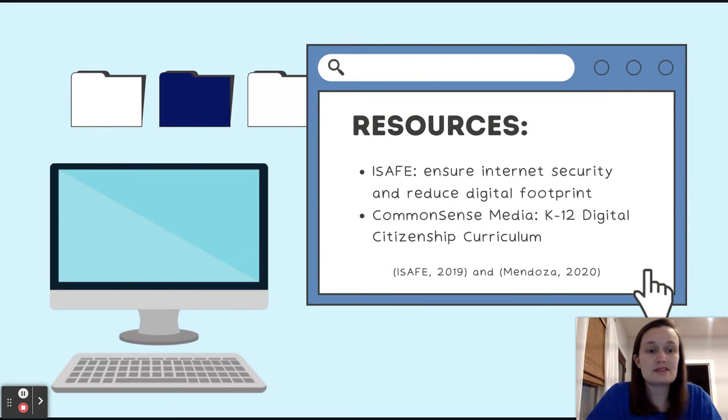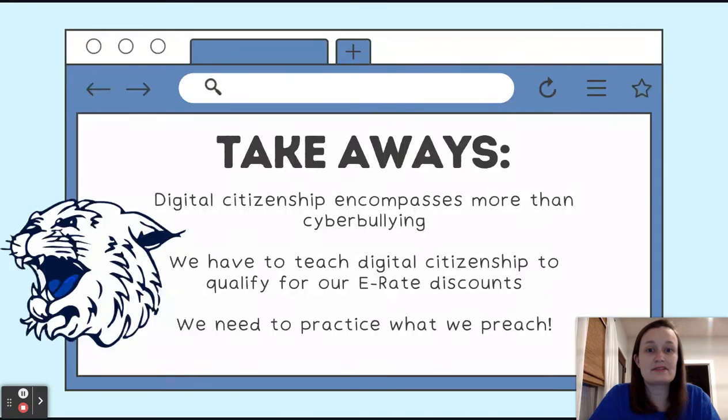Some resources that we can use to help us comply with CIPA and also E-rate include a website called iSafe, which ensures internet security and reduces your digital footprint. That would be great for the CIPA component. Also, Common Sense Media has free K-12 digital citizenship curriculums, and it covers each one of those six topics.